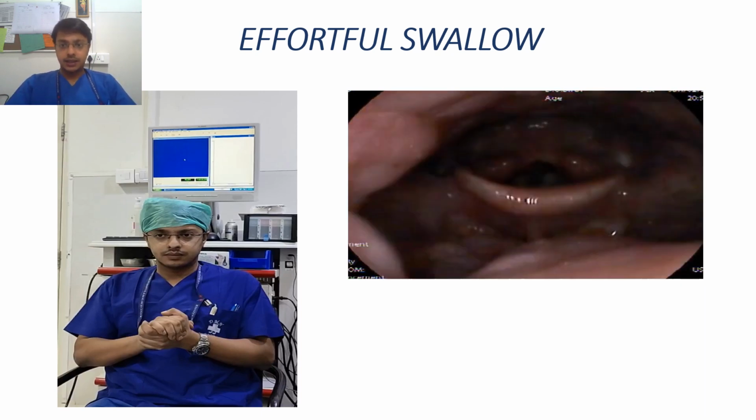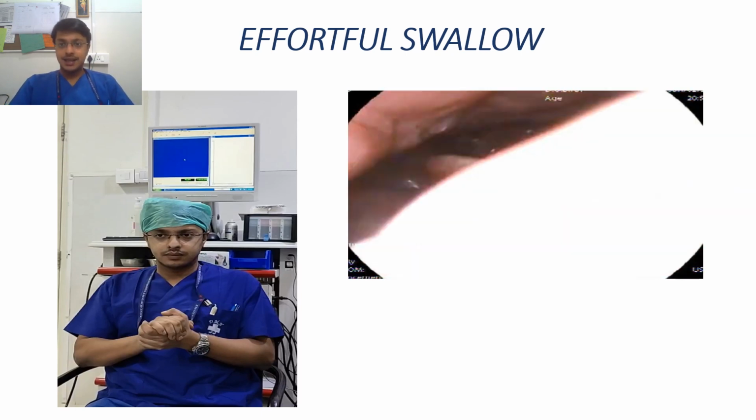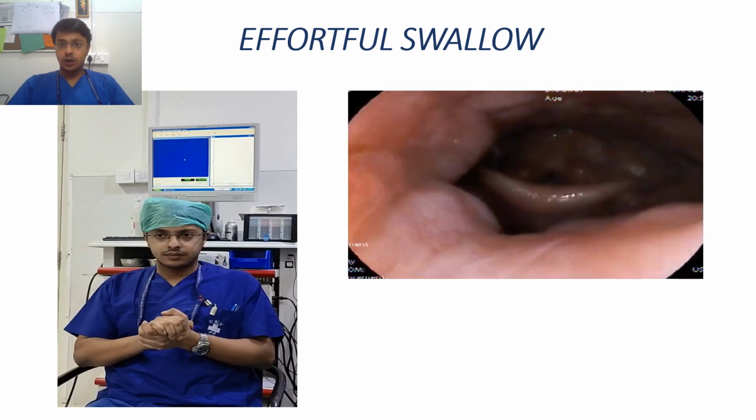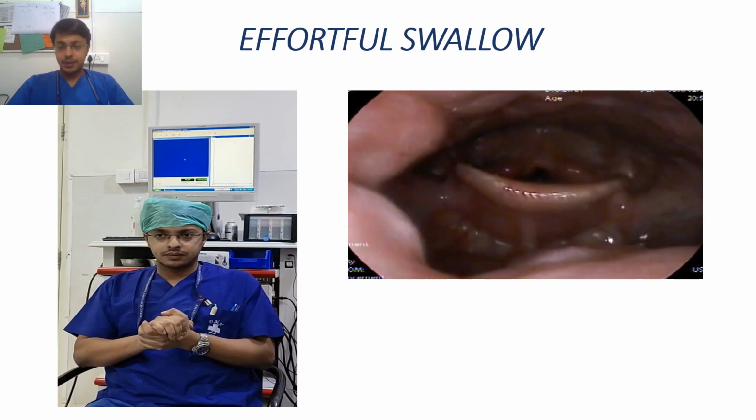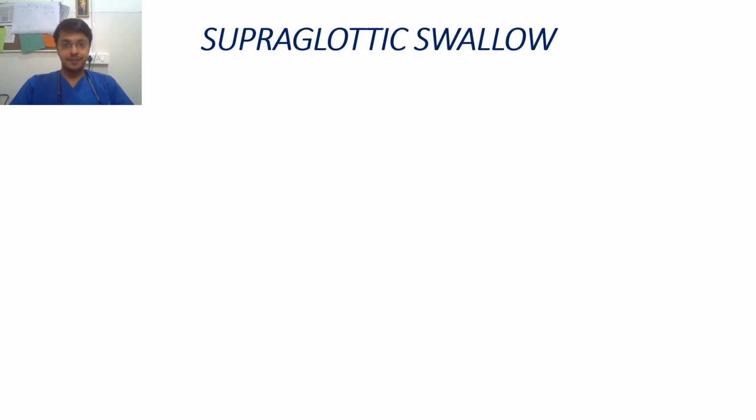Because of the pressure that the patient is exerting, you can see that there is complete closure of the endolarynx, bringing both the vocal cords in the midline. This not only increases the lingual force on the bolus, it also maximizes the posterior base of tongue movements, increasing pharyngeal pressure, and there is improved clearance of the bolus from the pharynx.